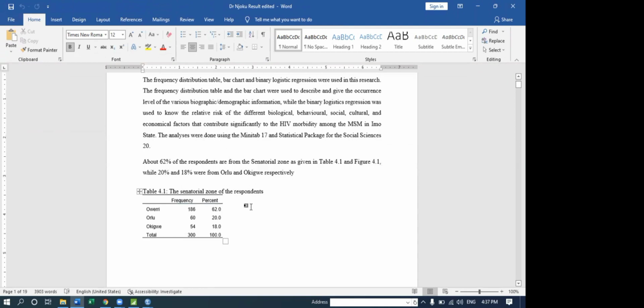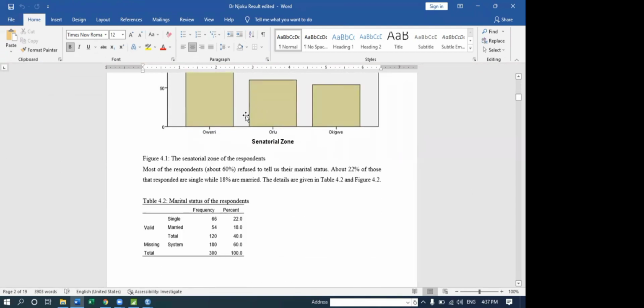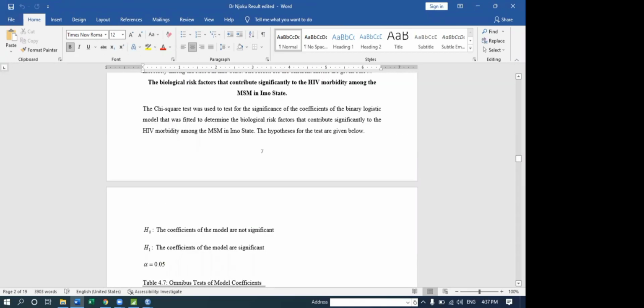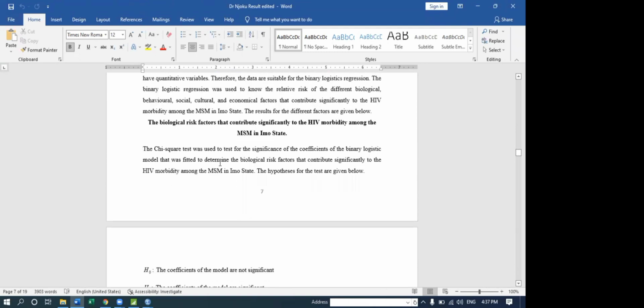So I did frequency. This is frequency. The client asked for frequency and bar chart, so that's what I did in the first part. This is why I started this for binary logistics.